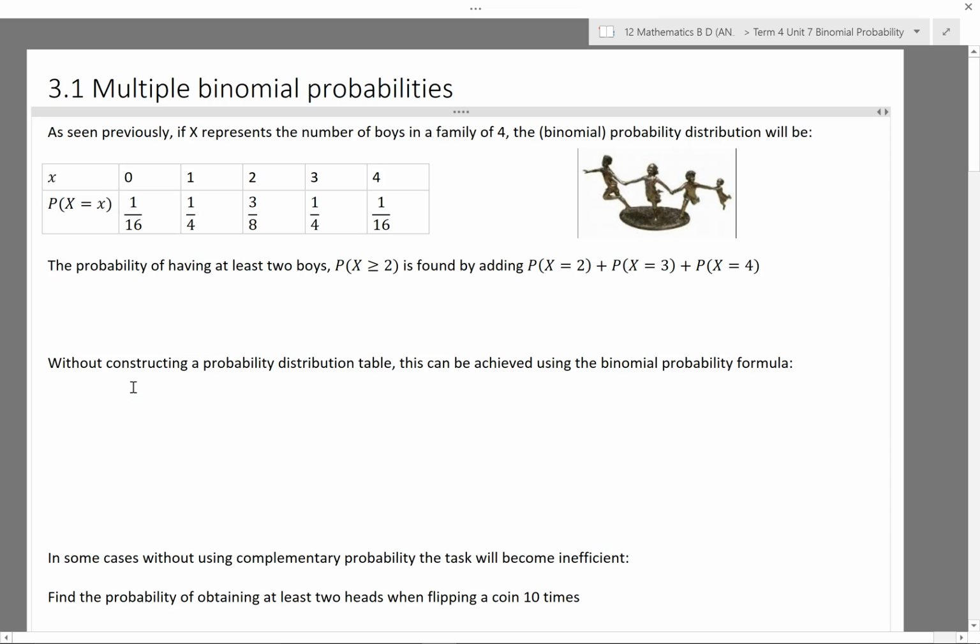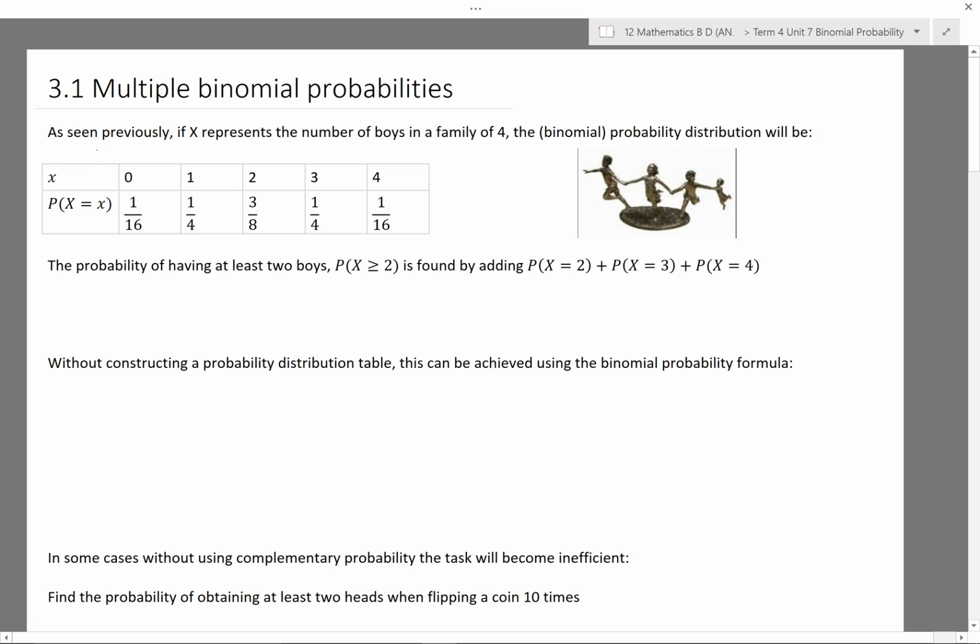This lesson is about multiple binomial probabilities. Up until this lesson, all we've been doing is finding the probability of maybe getting 2 and just applying the binomial probability formula. In this lesson we'll look at things like what's the probability that our random variable is more than or equal to 2, and looking at that range of expected outcomes. So just the intro, I guess, where we're going here.